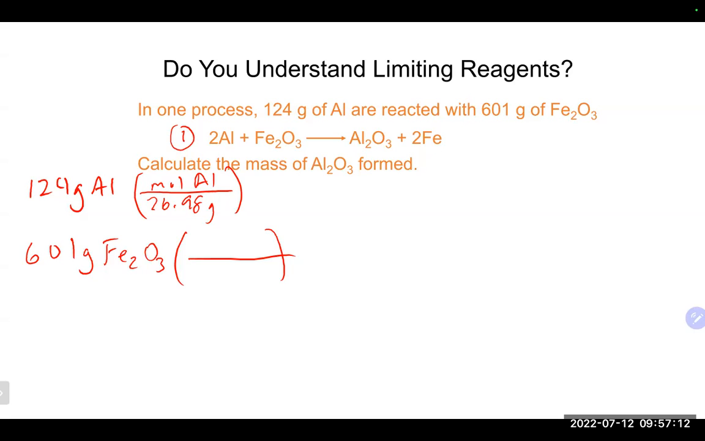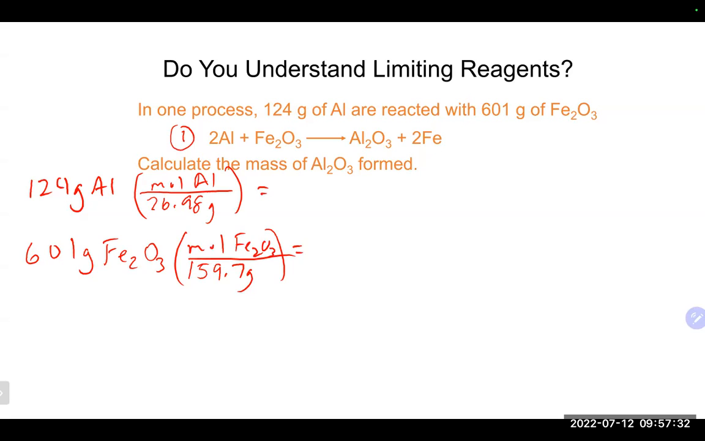We have 2 irons at 55.85 plus 3 oxygens at 16. Looks like it gets us something like 159.7 grams per mole of iron(III) oxide. Once again, really just the same starting steps that we did before.